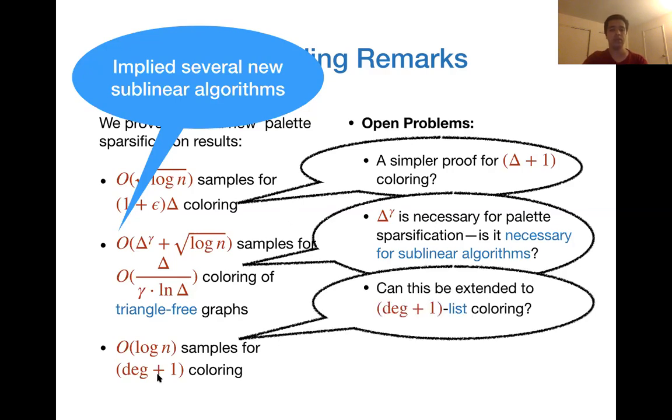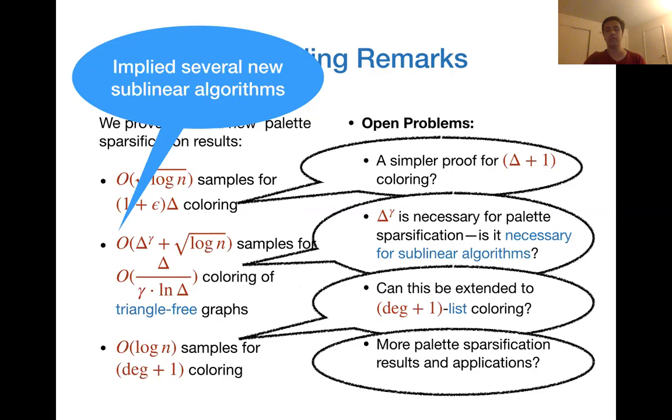And then finally, for degree plus 1 coloring, we proved it when each list has size exactly degree plus 1. It's a very nice question to prove it for arbitrary lists of size degree plus 1. And then the final question is that palette sparsification seems to be a nice concept on its own, so can we prove some other palette sparsification results or find some new applications?